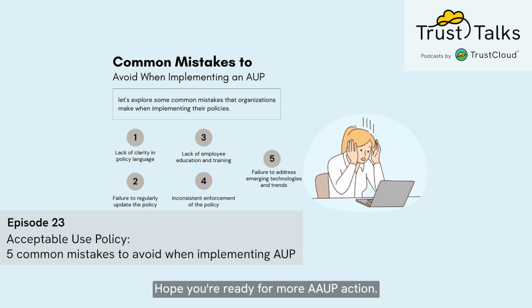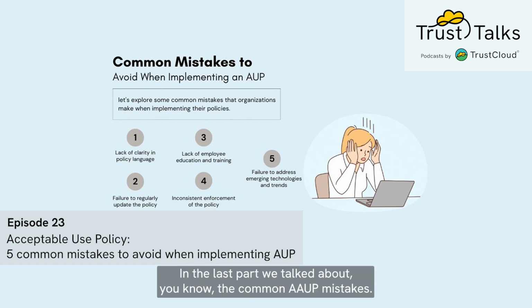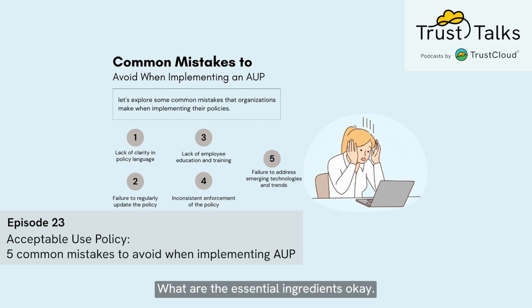Welcome back, everybody. Hope you're ready for more AUP action. Oh, absolutely. I'm ready to dive deeper. In the last part, we talked about those common AUP mistakes. But now I want to know, what does a really good AUP actually look like? What are the essential ingredients?